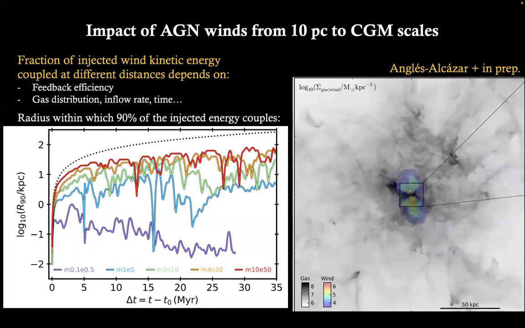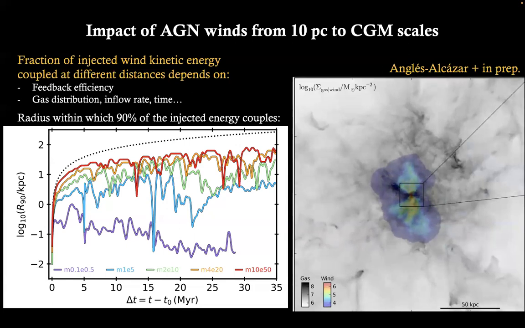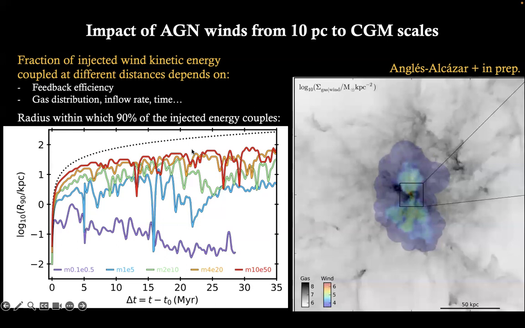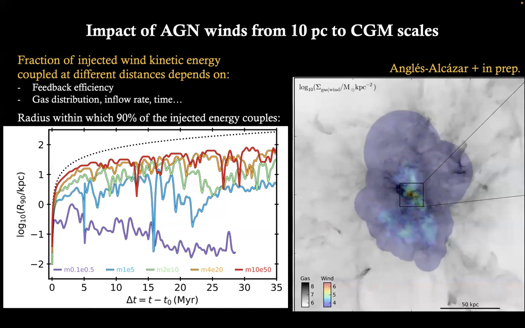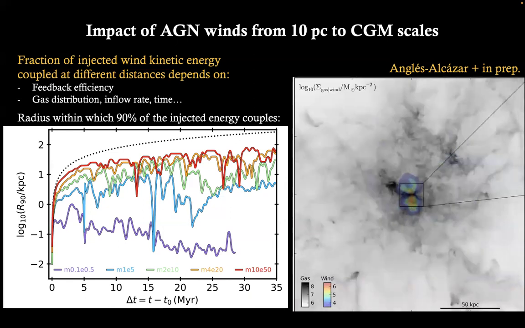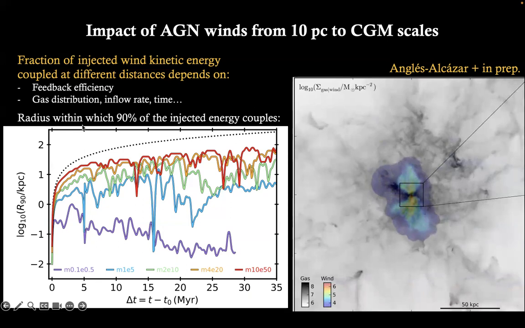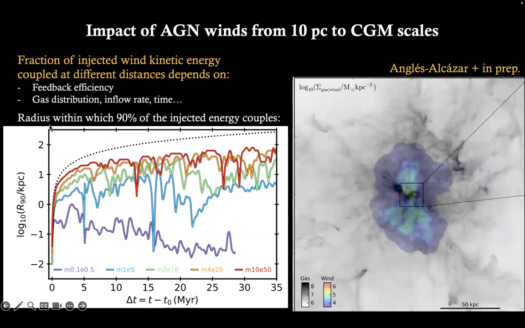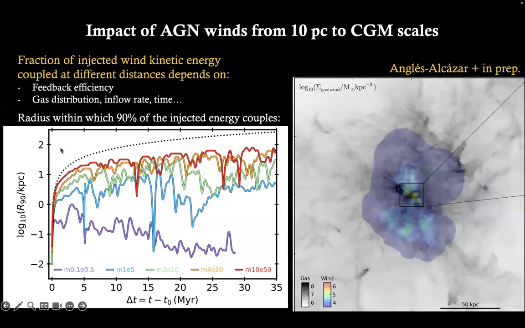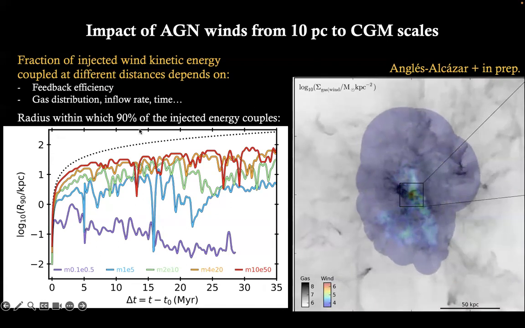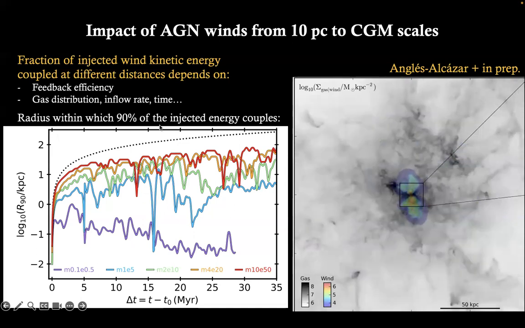And so very quickly, I'm going to show a couple of examples of things that we can now look at with simulations like this. We can, for example, ask, if we want to understand the impact of AGN winds on galaxy evolution, on what scales are winds coupling their energy to the surrounding gas. And so this is what this plot on the left is showing. This is showing the radius within which 90% of the injected energy has coupled to the surrounding gas as a function of time.